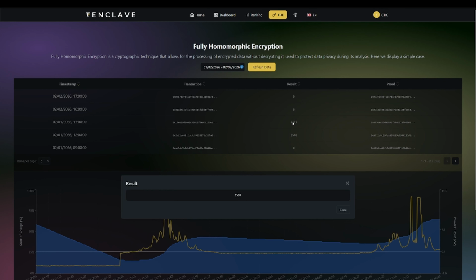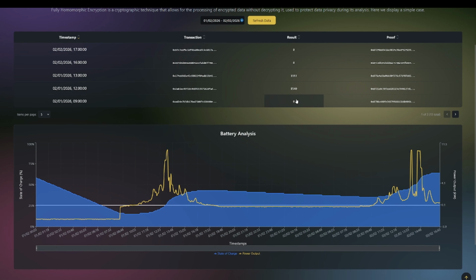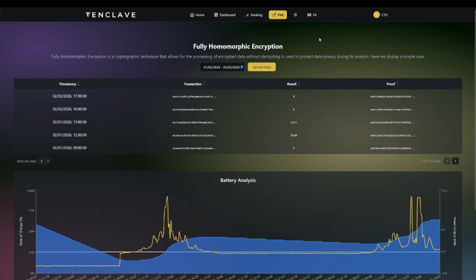Here we have displayed a table where we can see all the blockchain interactions that the fully homomorphic encryption has computed to obtain battery output. We can see reflected the transaction hash, the result, as well as the date.